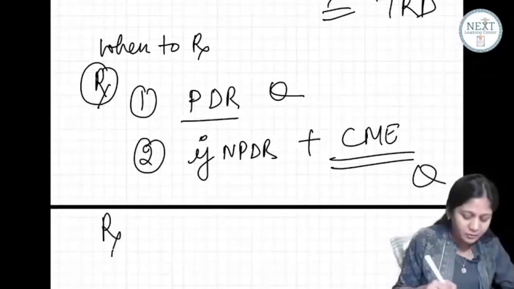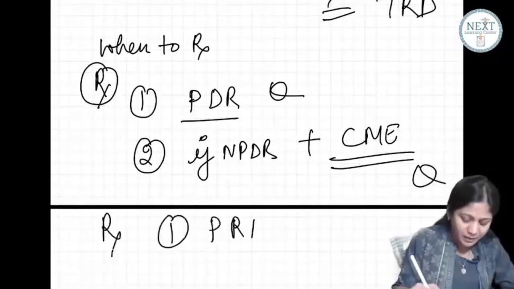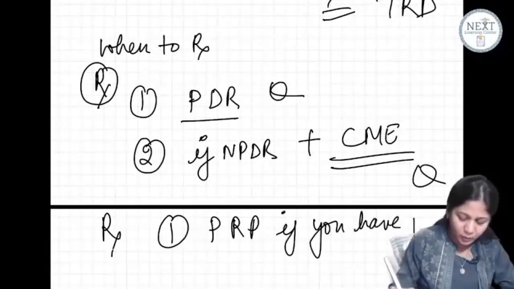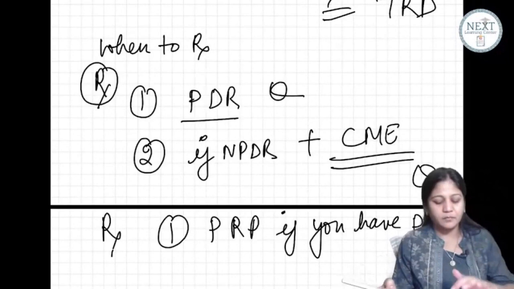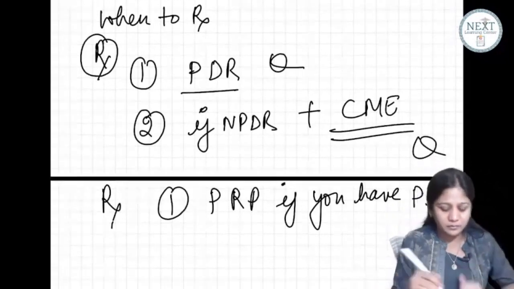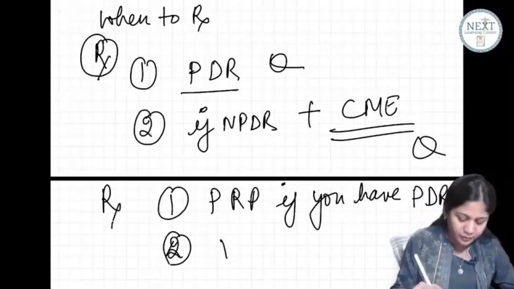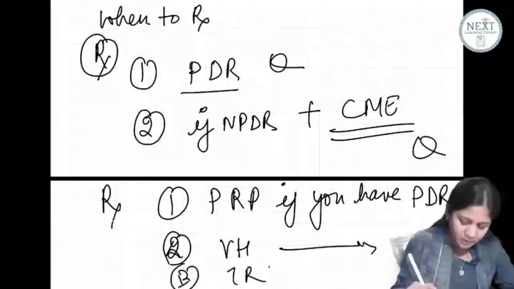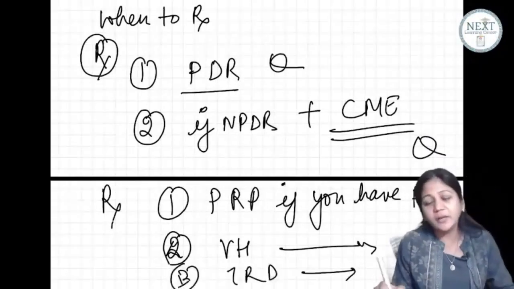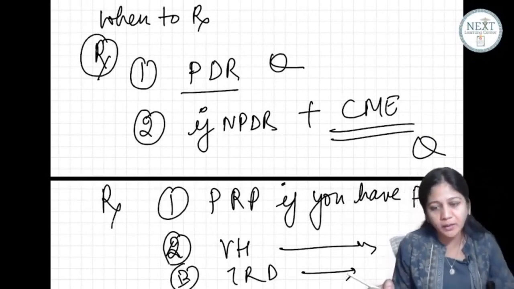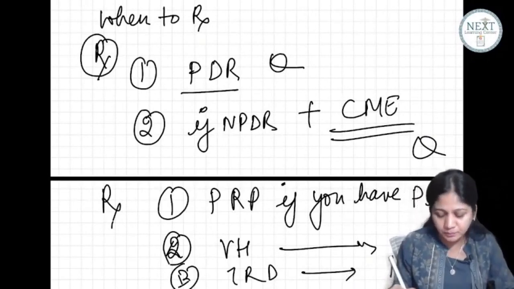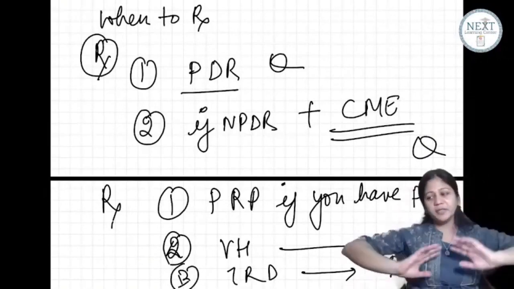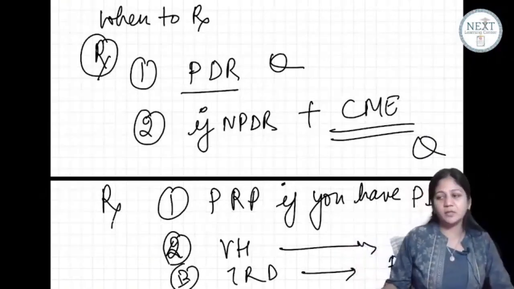And what is the treatment? First is PRP. If you have PDR, बहुत ही simple है. And if you have vitreous hemorrhage, treat accordingly. If you have TRD, what should be the treatment? अगर ट्रैक्शनल रेटिनल डिटैचमेंट होगी तो क्या करेंगे? PPV, pars plana vitrectomy. So this is everything of treatment in retinal disorders.